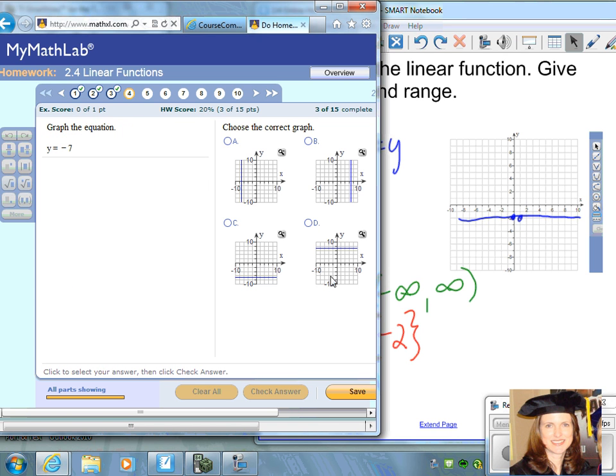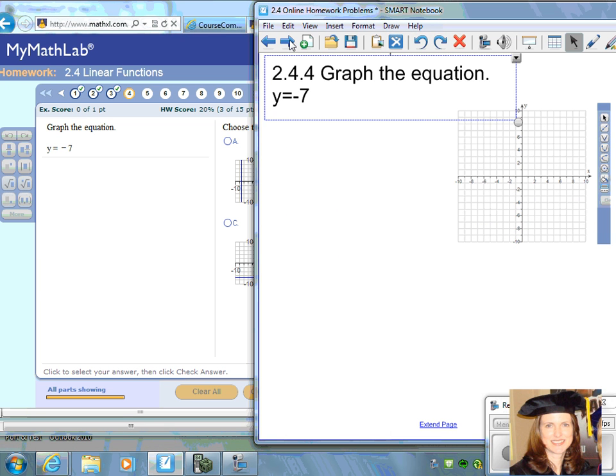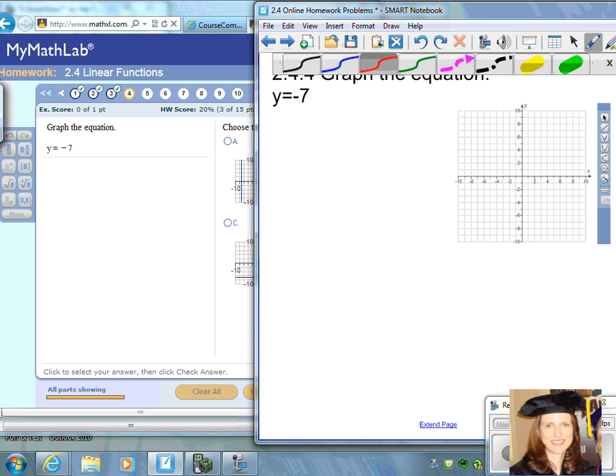Moving on to number 4. Number 4, we want to graph the equation, which is y equals -7. And we can do that by making a table, plotting points, and sketching the line. Now this equation only has a y in it, so because I've practiced this before, I know the graph is only going to go through the y-axis.